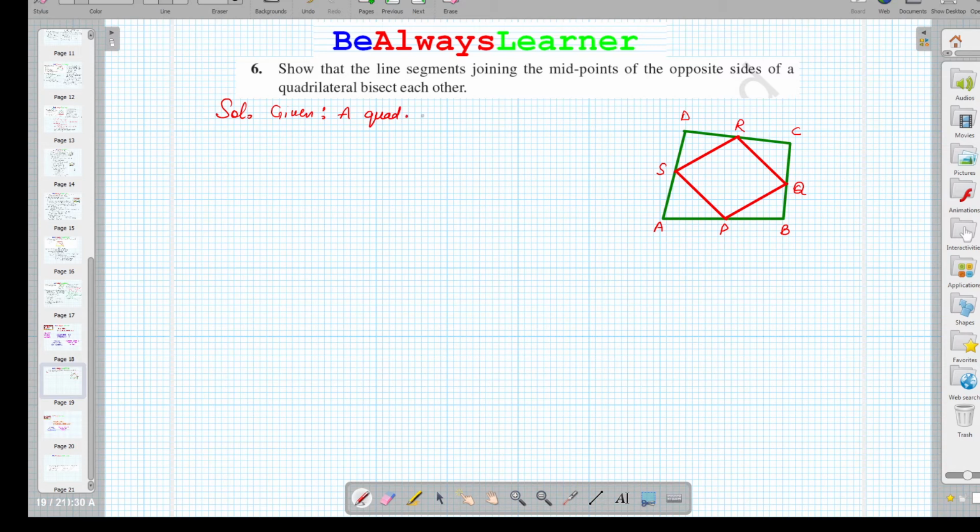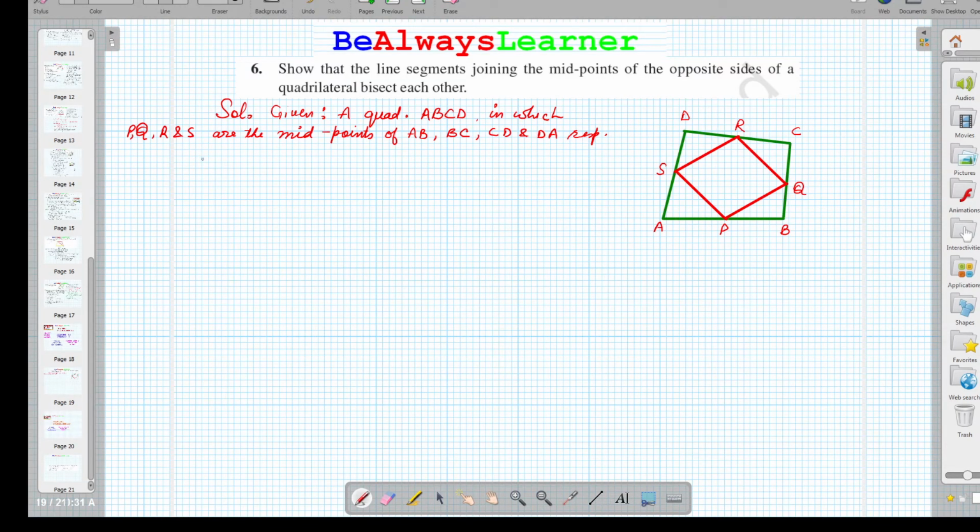ए क्वाड्रिलेटरल ए बी सी और डी। ये क्वाड्रिलेटरल है जिसमें P, Q, R and S are the midpoints of AB, BC, CD and DA respectively.